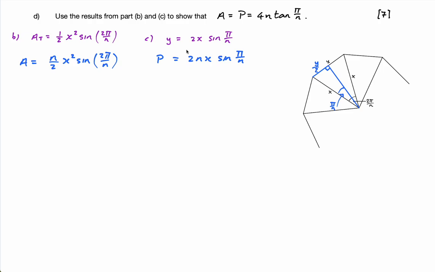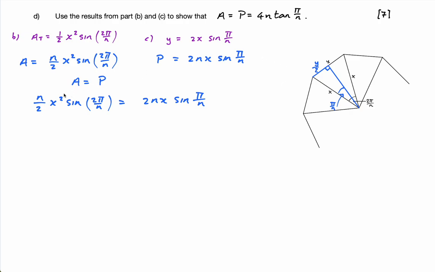Okay, next thing, we know that A equals P. We don't have to show that A equals P. We know A equals P because it says that at the start of the question in that bold writing. We said that we're studying these polygons that have A equals P, so we can use that. So let's write that down. A equals P. Therefore, this thing, n over 2 x squared sine 2 pi over n, equals this thing, 2nx sine of pi over n.